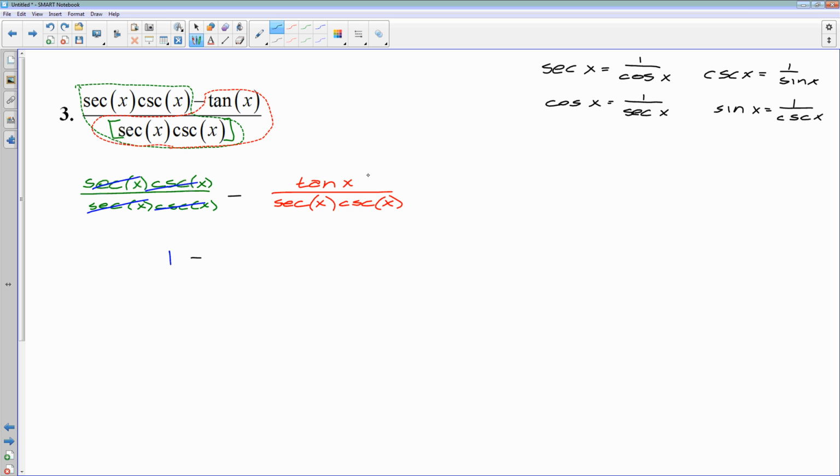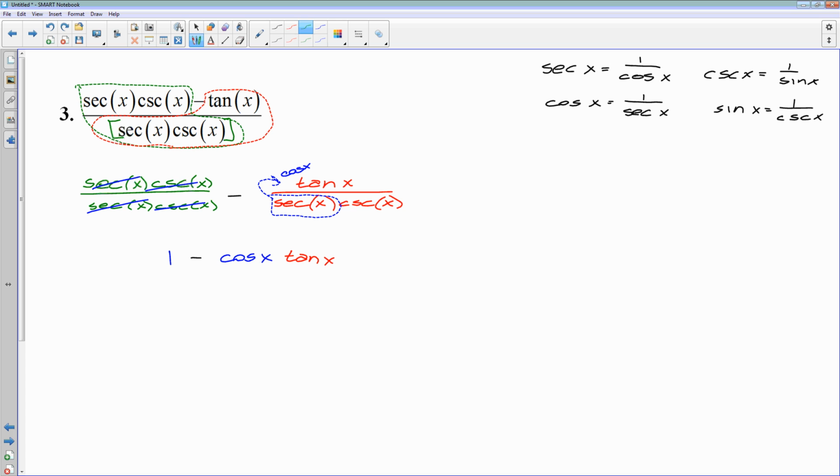So what I can do is grab this secant x and pull it up to the numerator right here. I'm going to stick it up here with the tangent, but if I move my secant from bottom to top, I essentially am flipping it. So that secant is going to become a cosine. So I pull the secant out of the denominator, stick it on top, it becomes cosine. My tangent, I'm leaving there.